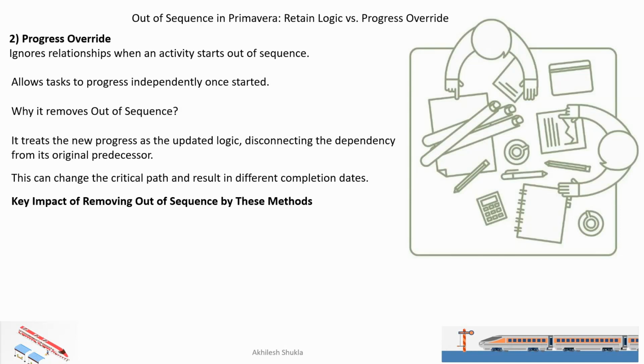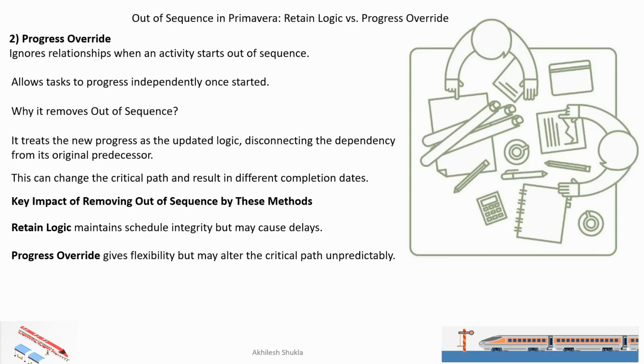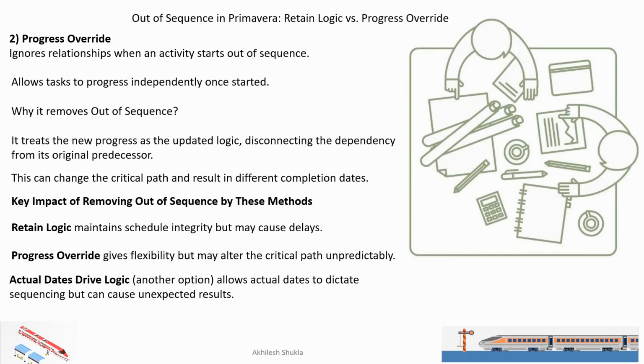Key impact of removing out of sequence by this method: retain logic maintains schedule integrity but may cause a delay. Progress override gives flexibility but may alter the critical path. Sometimes we have a third option called actual dates, which allows actual dates to dictate the sequence but can cause unexpected results. Now we are going to see first retain logic and then progress override in Primavera.